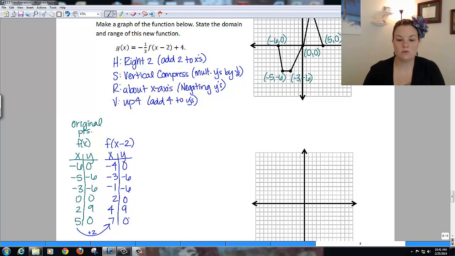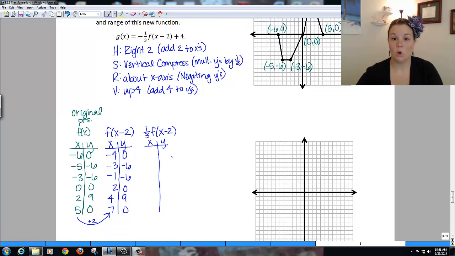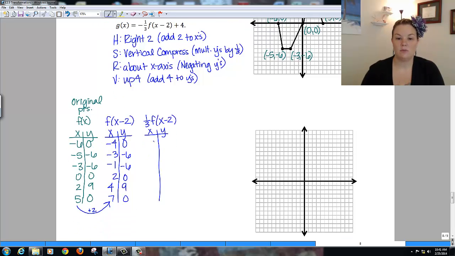Please don't do more than one step per table. I know some of them are easy to do, but make sure you have one table for each transformation. So the next one is my vertical compress. So I'm going to be doing 1/3 times my function, which means I'm going to take all my y values and multiply them by 1/3. My x's stay the same, so I'm going to just write those in: -4, -3, -1, 2, 4, and 7.